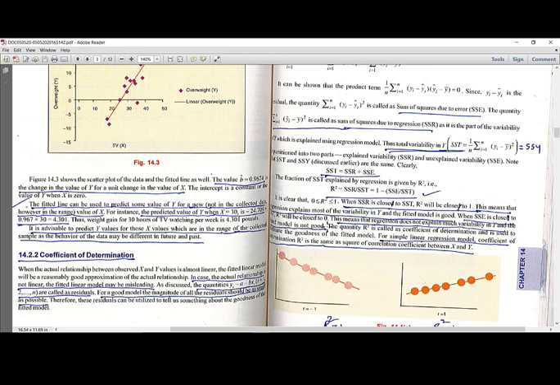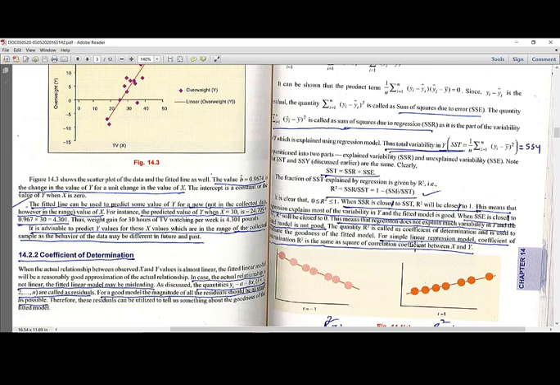The quantity R square is called the coefficient of determination and is used to evaluate the goodness of the fitted model. For a simple linear regression model, the coefficient of determination R square is the same as the square of the correlation coefficient between X and Y. Correlation coefficient between X and Y, I had already shown by small r. So for simple linear regression, R square is the same as the square of the correlation coefficient between X and Y.